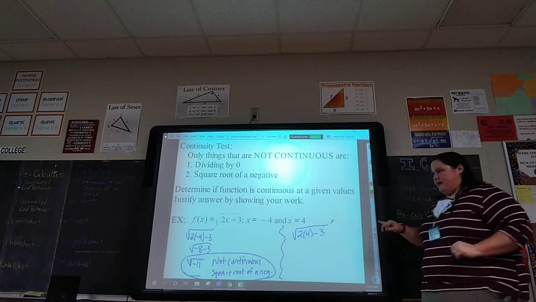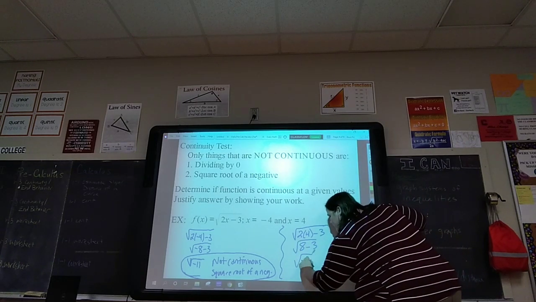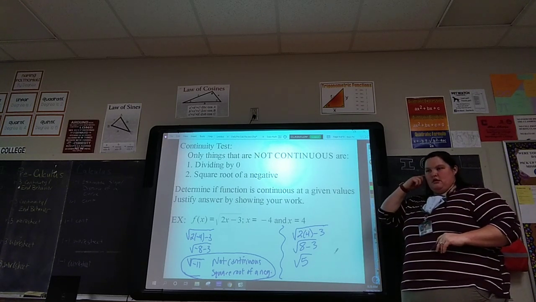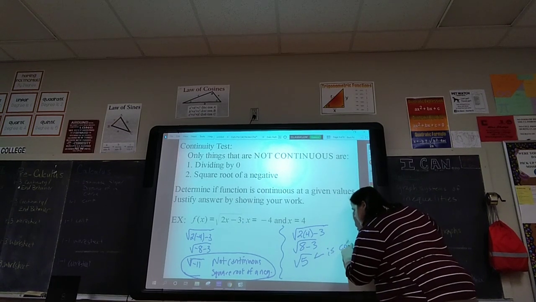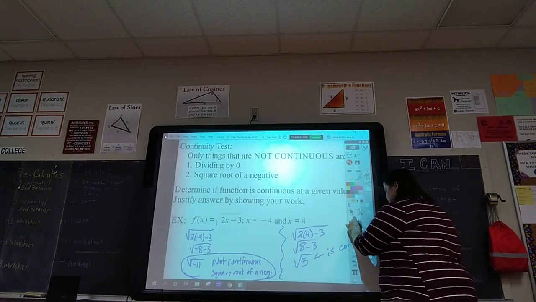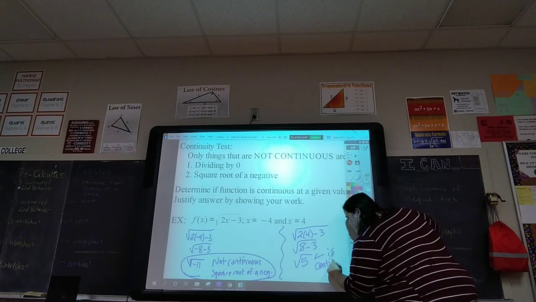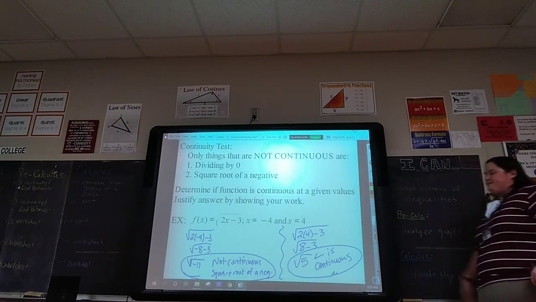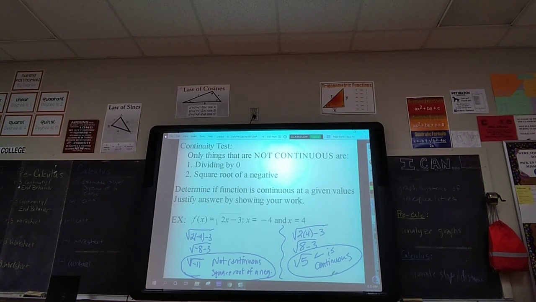So we're going to take 2 times 4, which is 8. And subtract 3, we get 5. So with positive 4, are we square rooting a negative? No. So we say that this is continuous. So as long as we get a square root that's not negative, it is continuous. If we get a square root that is negative, it's not continuous.